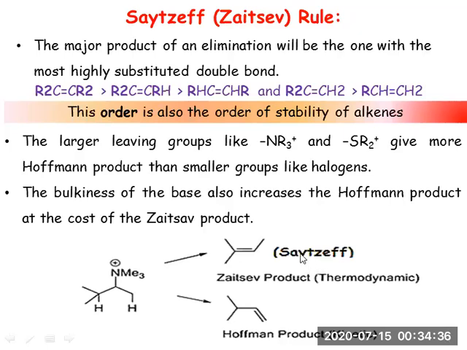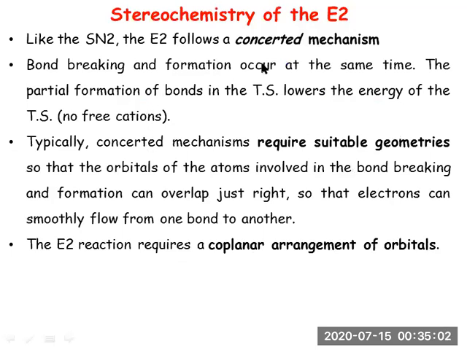In a thermodynamically controlled reaction, the stability of the product becomes important, but in a kinetically controlled reaction, the stability of the intermediate becomes important. Because the stability of the intermediate via the Hoffmann reaction is more, whenever you have a bulkier leaving group, whenever you have a bulkier base, you'll always get the Hoffmann product as a major product.